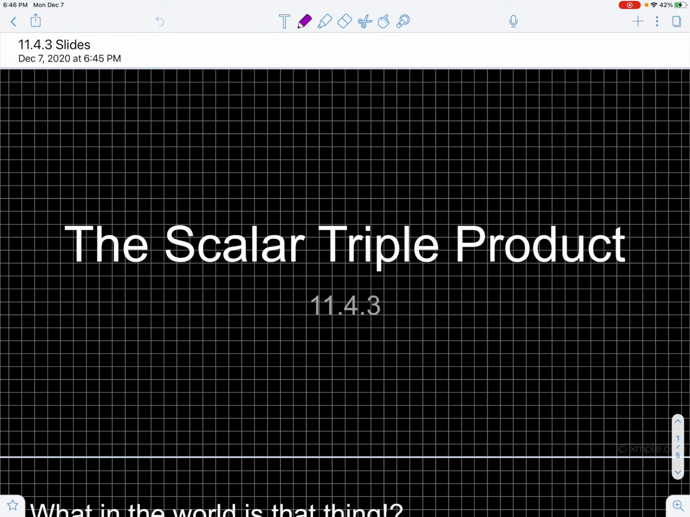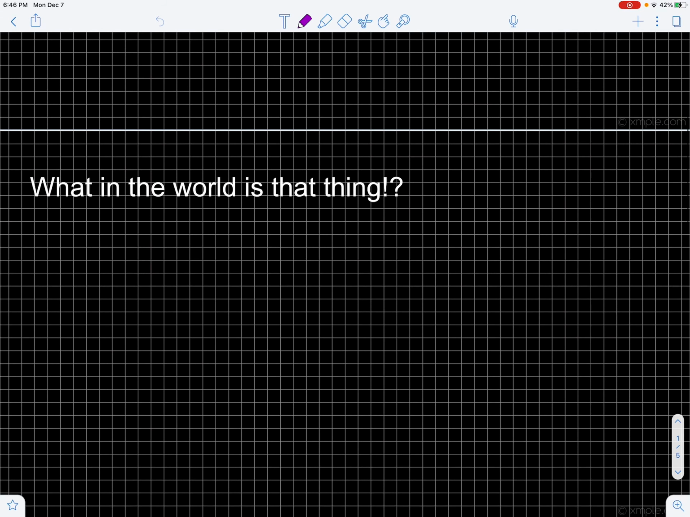Alright, multivariate gang. Today we are going to finish off this section. We are going to talk about the scalar triple product. If that sounds scary, that's because it kind of is. Only a little bit though. Not that bad. The scalar triple product is essentially a way in which we can multiply three vectors together.